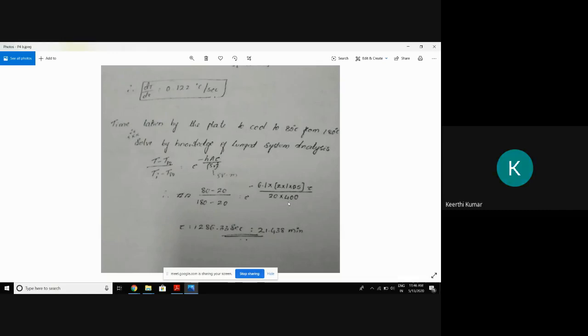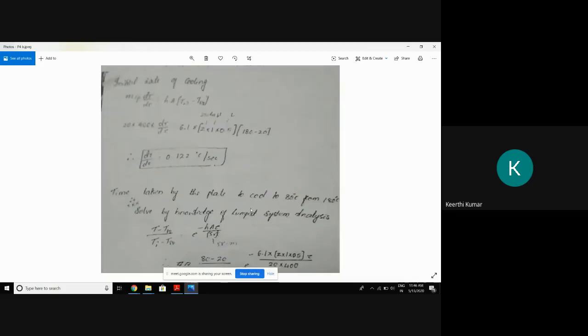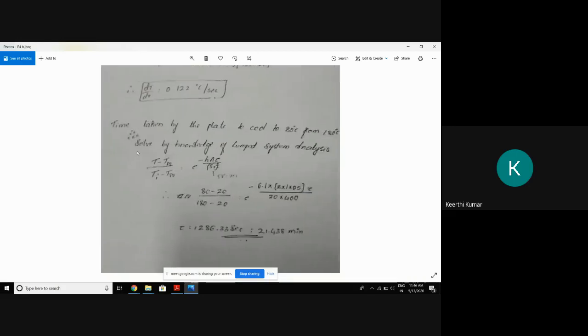See, in all the problems, only the last step will be changed. Till the Q, we know how to solve. In this problem, what did we come to know? We came to know how to find the initial rate of cooling. Equate these two, and we find the initial rate of cooling. This is one thing. And also we came to know how to find the time required. So with this formula, we find the time. Clear?